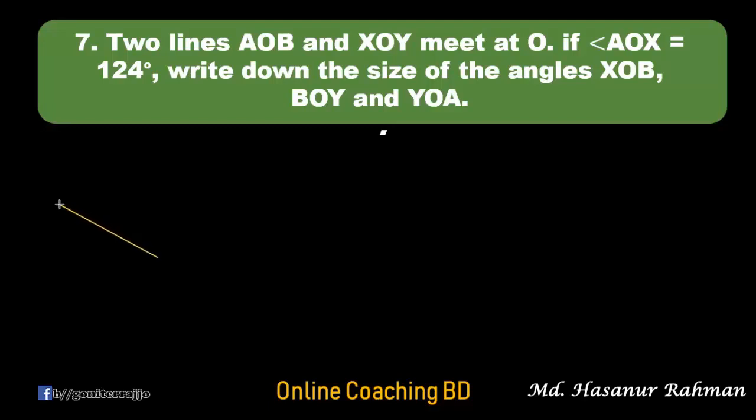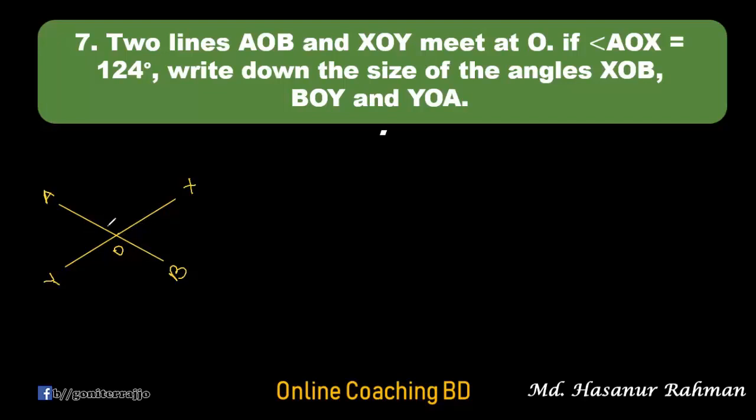So suppose this is AOB and this is XOY. We can label this one in that way, AOB and XOY. Okay, two lines AOB and XOY meet at O. That means these two straight lines intersect at O.